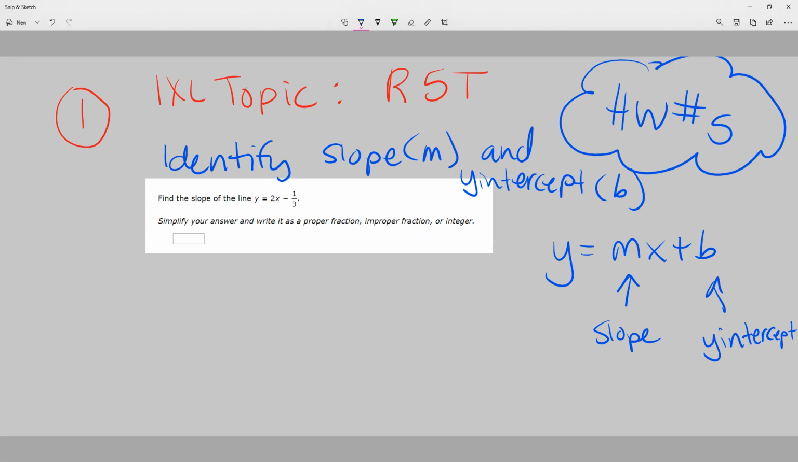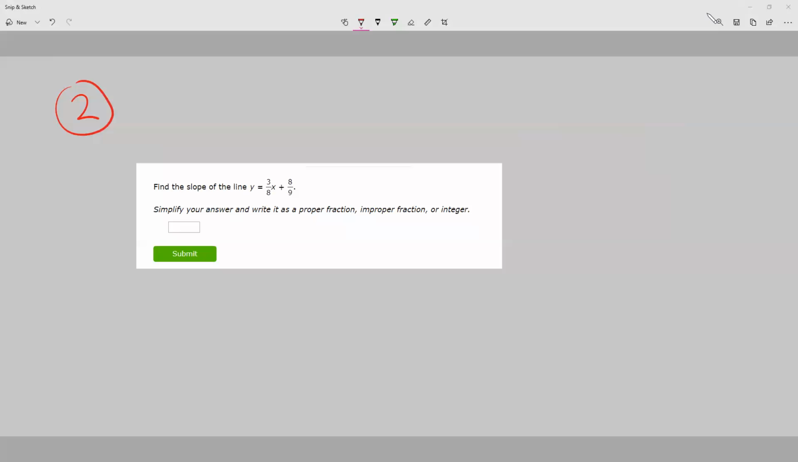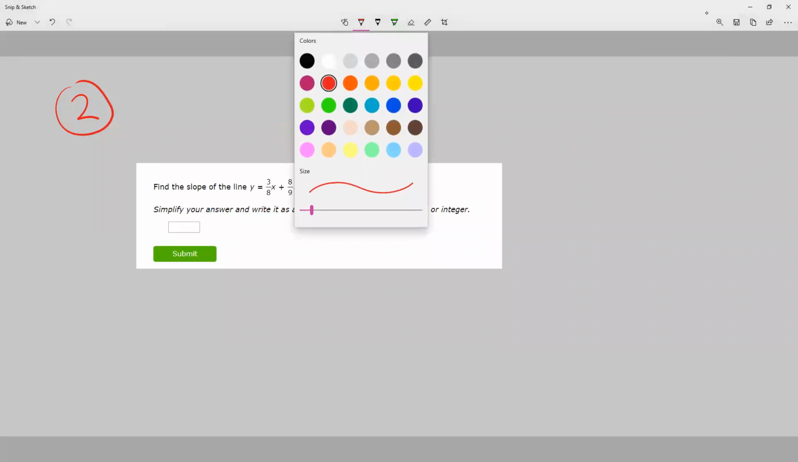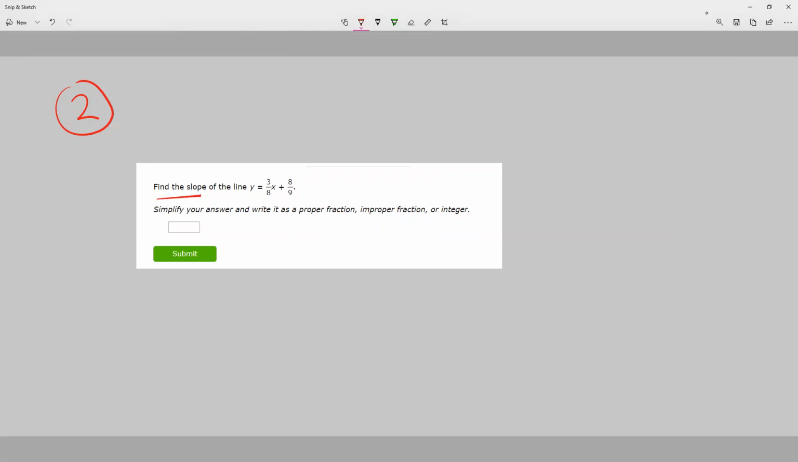And so it's really just going to say find one of those things, and then you're given an equation, you just decide. So find the slope, so that's the number in front of x, so it's going to be a 2. So my answer for this one is 2. Easy. This one says find the slope. And so find slope, again, I'm looking for that number that's in front of x, which is 3/8. So my answer is 3/8.